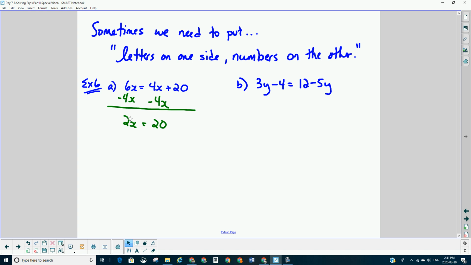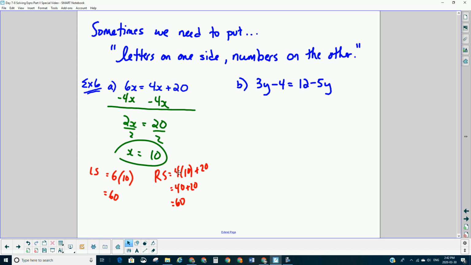Now we've got our letters on one side, numbers on the other side, and we can perform the algebraic rules from before. Divide both sides by 2, and x equals 10. We can verify that this is the correct answer to this expression by substituting it into the left side. So if x is 10, 6x becomes 6 times 10, which is 60. And checking on the right side as well, 4 times x, or 4 times 10 is 40, plus 20 is 60. Because this works, it verifies that x equals 10 is the right answer.